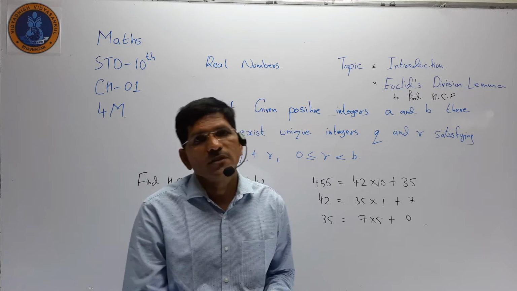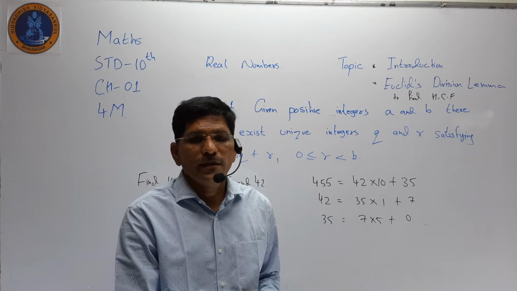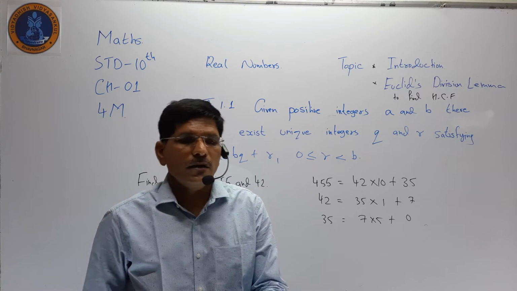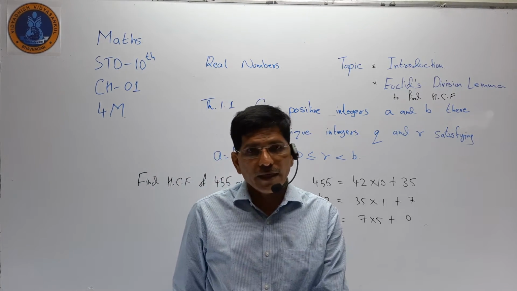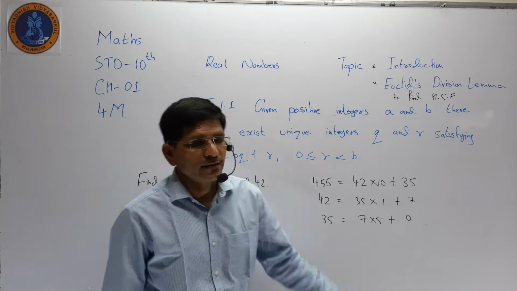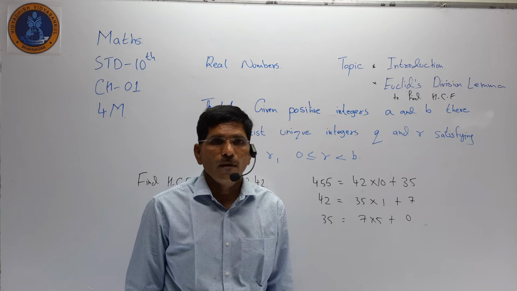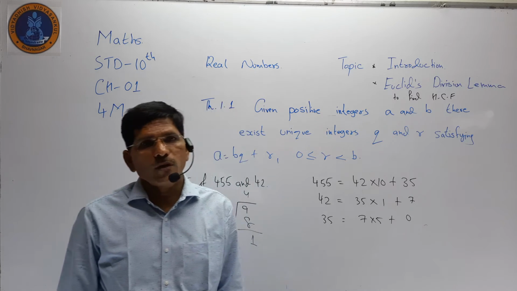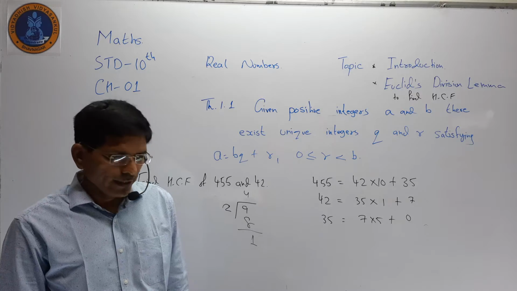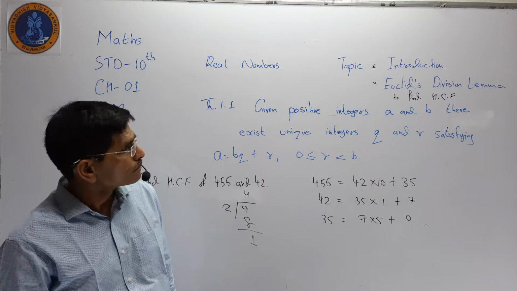Where can we use this? The Euclid division algorithm is a technique to compute the highest common factor, that is the HCF. To find the HCF, we can use the Euclid division lemma method.